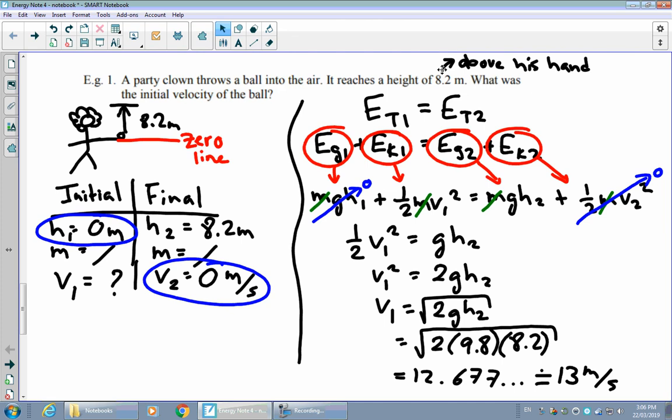And again, just to summarize, that is a mass-independent value. So as long as the clown can throw the ball in the air at 13 meters per second as its initial velocity, that ball will go 8.2 meters in the air. And what's cool about that, as I said, is that it doesn't matter if that's a tiny little foam ball or if it's a big, heavy bowling ball. As long as the clown is strong enough to make it go up at 13 meters per second initially, it will go 8.2 meters in the air, regardless of its mass.